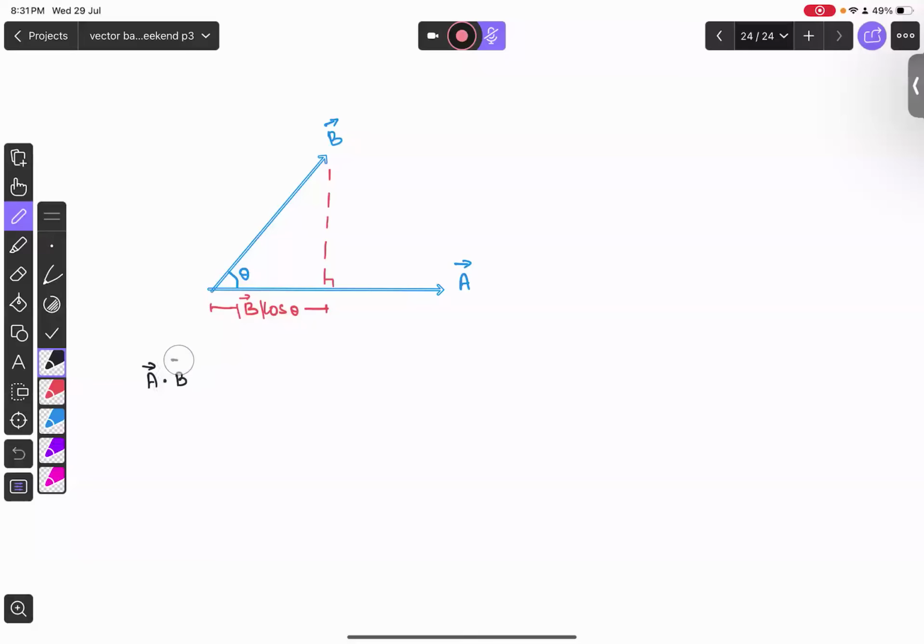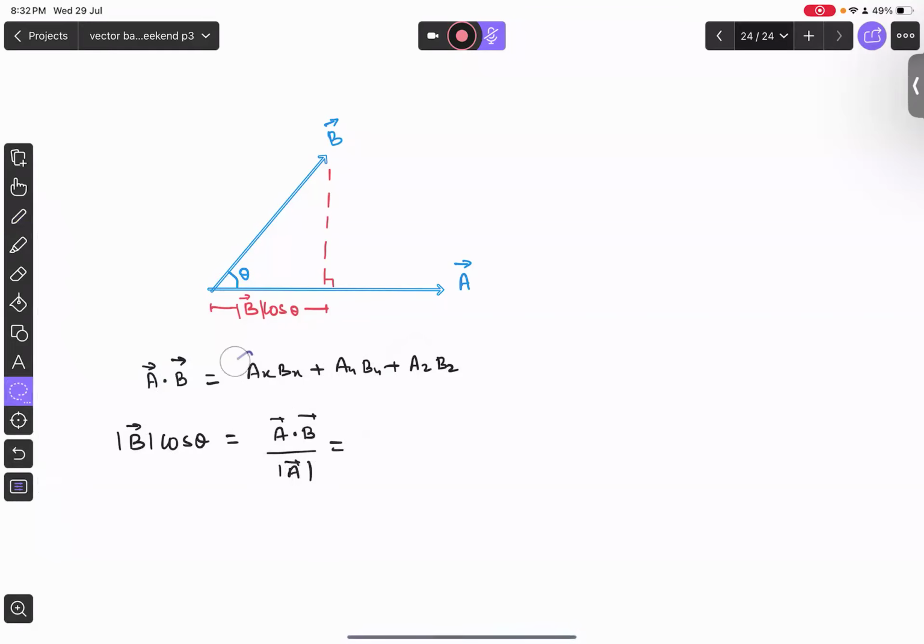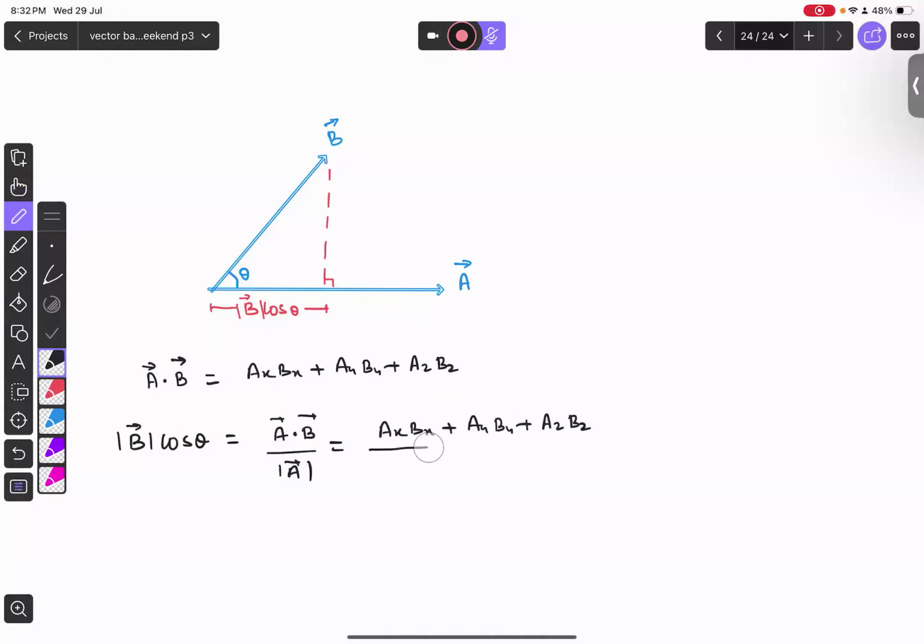So A dot B, suppose I found out A dot B using the component form, AxBx plus AyBy plus AzBz. If I want to find B cos theta, what I must do is divide A dot B by the length of the vector A. And now A dot B, we know, is going to be equal to this as well. So this is going to give us B cos theta.